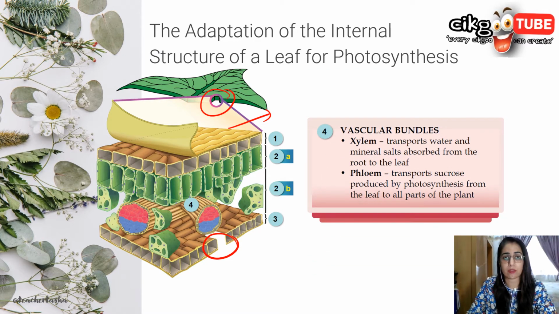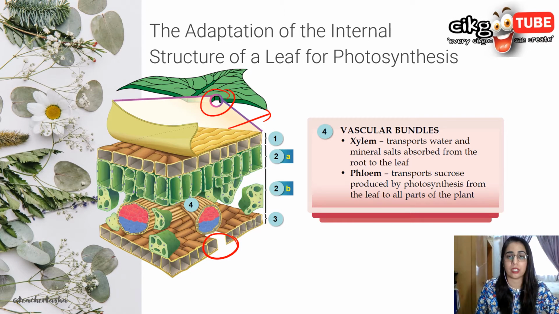And then we also have the vascular bundles, which are the xylem and the phloem. Xylem transports water and mineral salts absorbed by the roots to the leaf. Phloem transports sucrose, the product of photosynthesis, from the leaf to all parts of the plant so they can carry the food. So there are two vessels here that are also involved in photosynthesis.